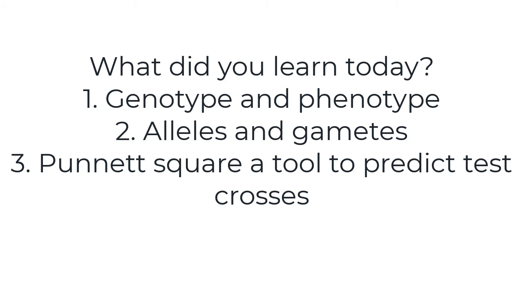So what did you learn today? You learned about genotype and phenotype. Genotype is the information in the genes, which is expressed or symbolized with letters, and phenotype is how these genes manifest, which we describe with words. You also learned about alleles, which are the versions of genes, and gametes, which are reproductive cells. In that process, alleles get separated and you're going to have only one allele per gamete. And then you also became familiar with Punnett squares, which is a simple tool to predict test crosses by putting the potential gametes on either side of the square and figuring out the different combinations.